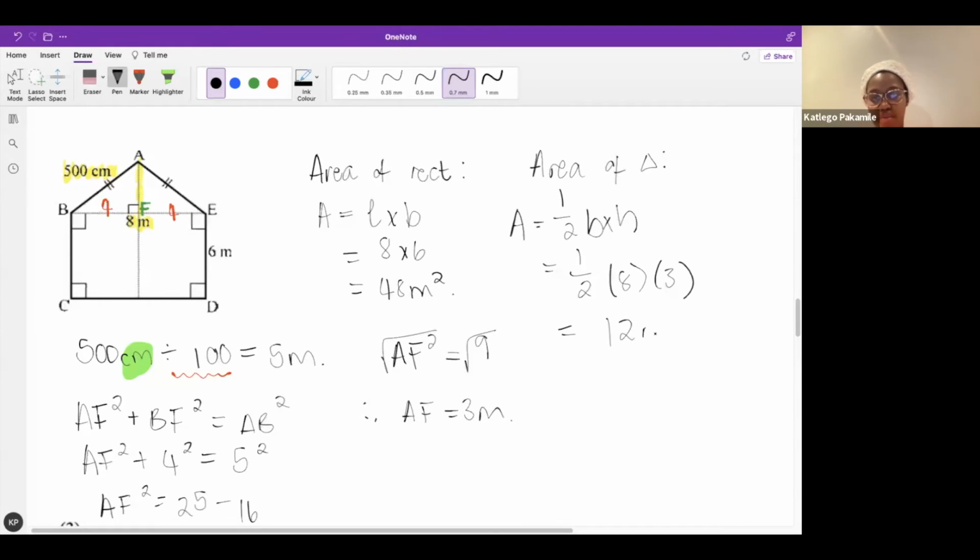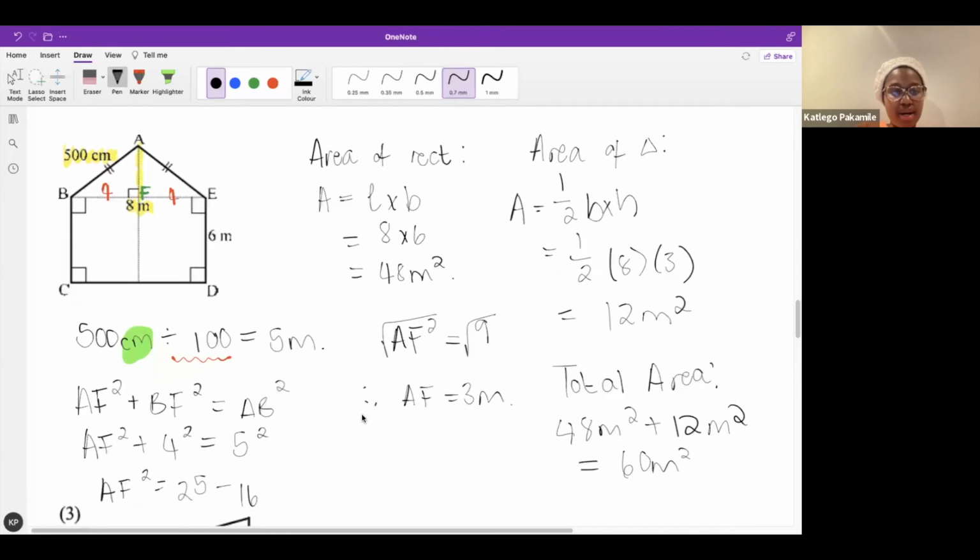12 meters squared. Now we have to add them because the total area will be what? 48 plus 12, which is 60 meters squared.